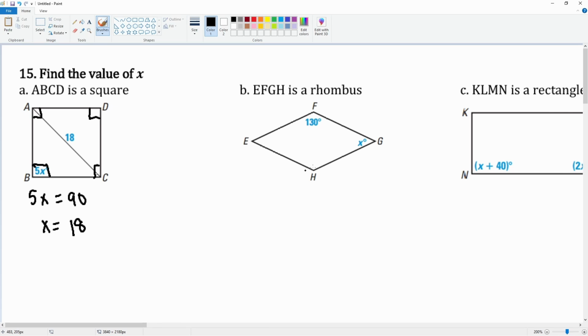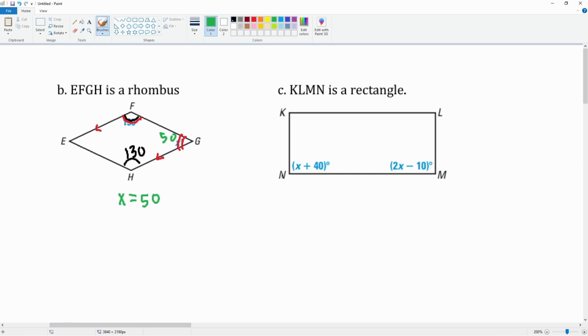So that's 18. This is a rhombus. If this is 130, this is also going to be 130. And then also we know that the angles here are supplementary. So this is supplementary to that because it's a parallelogram. Okay. So this is 30. This is going to be a 50. So x is equal to 50 here.